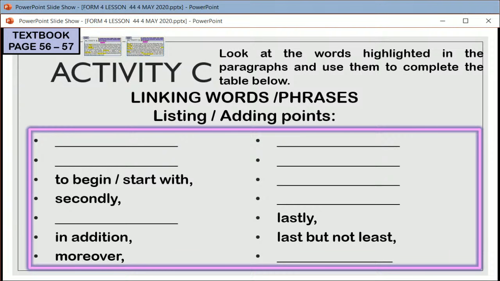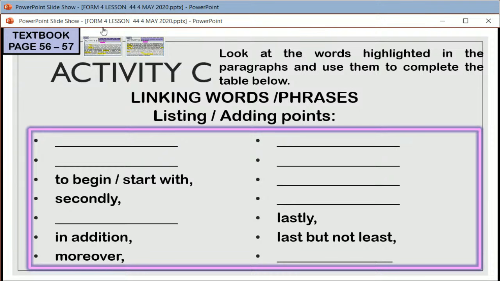So now looking at the linking words, all right, you have four types of linking words. Okay, the first one, which is on page 57 for all of you, is linking, listing and adding points. How do you want to list or add points? So they have given you here: firstly, to begin or start with, secondly, in addition, moreover, lastly, or last but not least. Now, this lastly, last but not least, you are all used to do that. You used to write that. I've seen it. Okay? But you can use other words that are listed here to make your writing more interesting. Instead of using the same words over and over again, it's very boring.